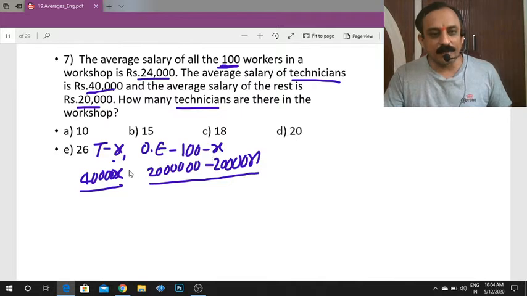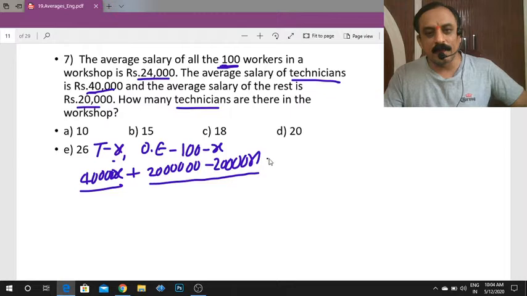This is the total salary of clerks, other employees. So according to the question, the sum of these two numbers is the total salary of 100 employees. What is the total salary of 100 employees? 100 into their average 24,000. 100 into 24,000 is 24 lakh.